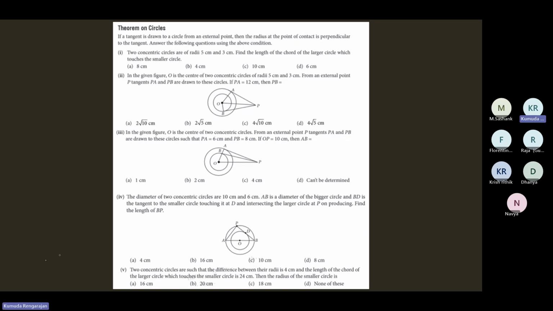So we find BD using Pythagoras theorem and double that to get BP, which is the length of the chord. So this is 3, this is 5. Pythagoras theorem, this is 4 because this is 90 degrees. So this is the hypotenuse. So 4 plus 4, 8. Correct.